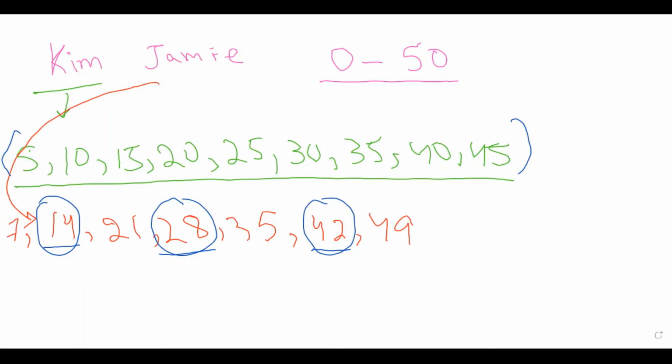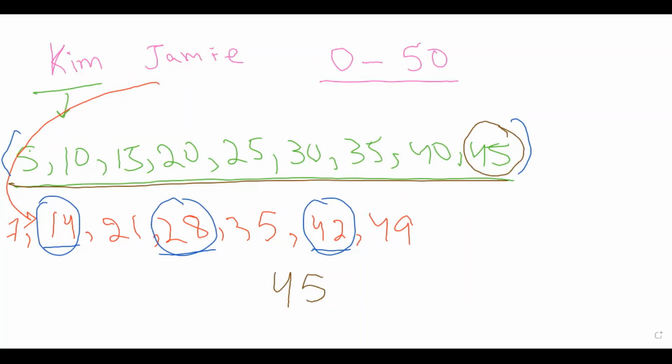What is the difference between the largest possible value of Kim's number and the smallest possible value of Jamie's number? Tell me the largest possible value of Kim's number. These are the possible values. What is the largest of them? 40 or 45? 45. So 45 is the largest possible value of Kim's number.